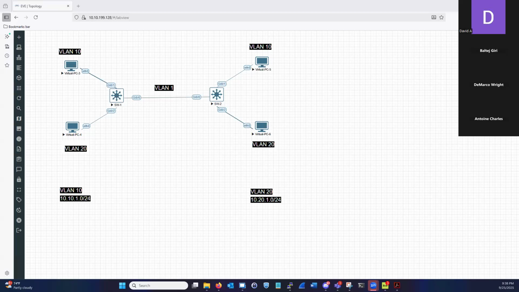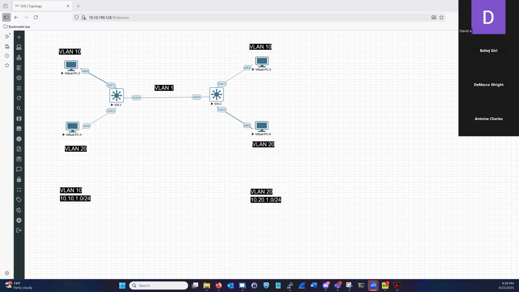All right, okay, guys. So we're back. We're still on chapter eight. And again, chapter eight, we ran through the theory. The title of chapter eight is Implementing Ethernet Virtual Local Area Networks.